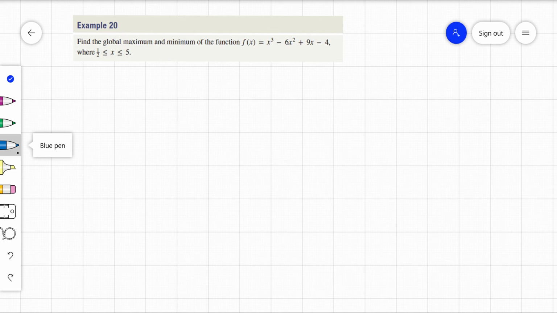Alright, so if we're interested in the global maximum and minimum, what I would check is my stationary points, because they may be the global maximum or minimum, and my endpoints, because you can sketch an idea of the curve once you've found those points. So y dash, I'm going to get 3x squared minus 12x plus 9. Where does that equal 0?